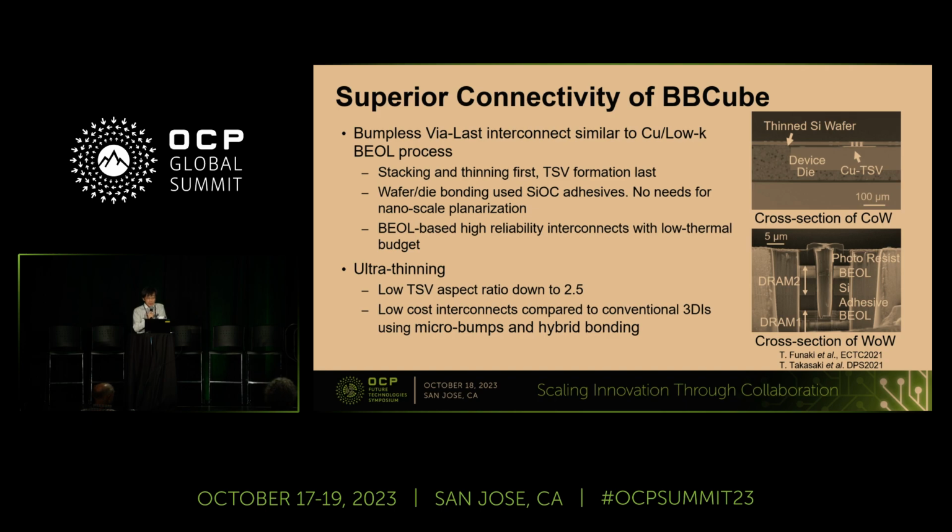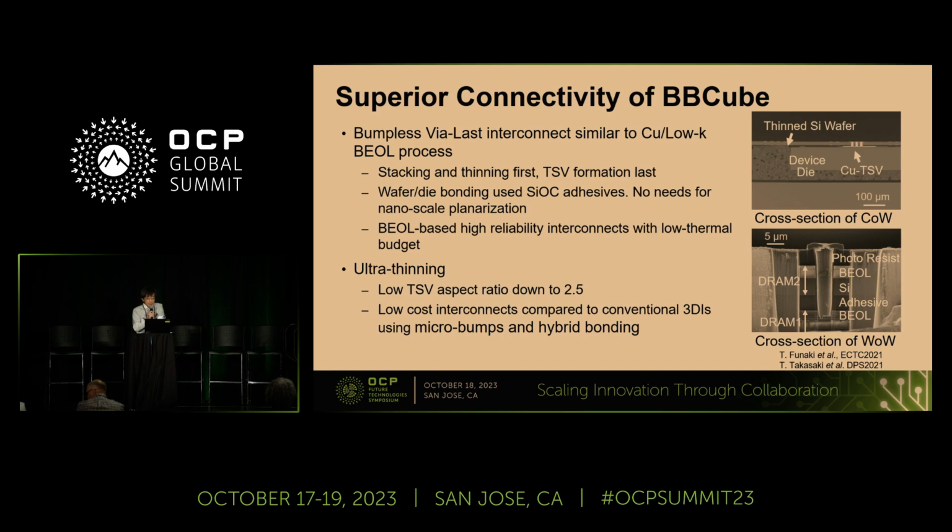BBCube has two special features. One is bumpless via-last interconnect, similar to Cu local backend of line. In BBCube, stacking and thinning is first. TSV formation is last. Wafers or dies are bonded using SiO2 adhesives. Therefore, nanoscale planarization like hybrid bonding is not needed. Moreover, backend of line-based process results in high reliability with low thermal budget.